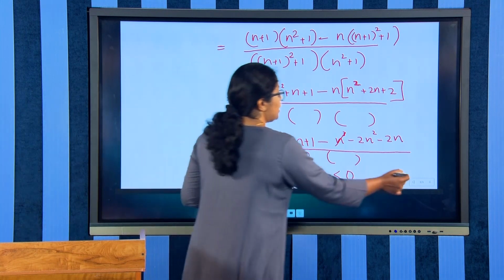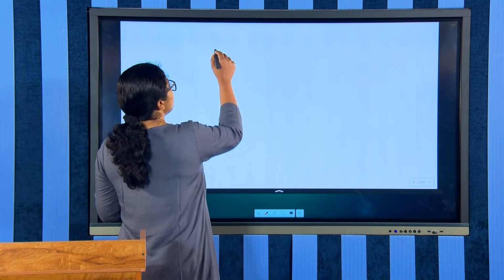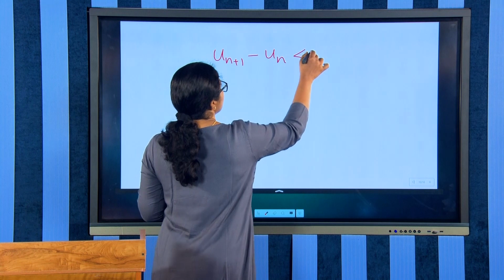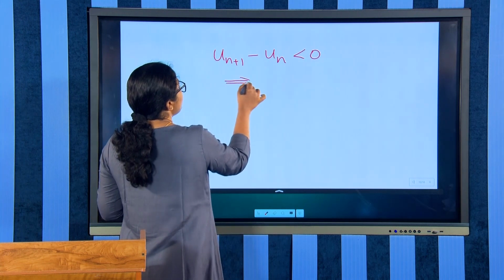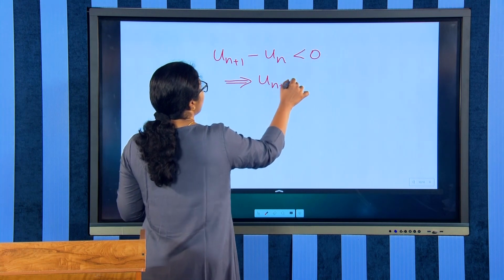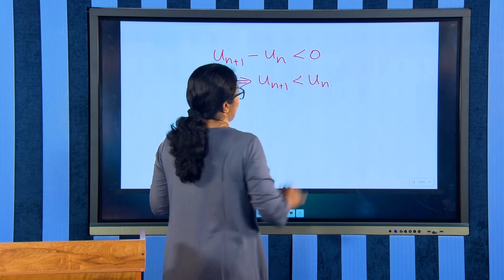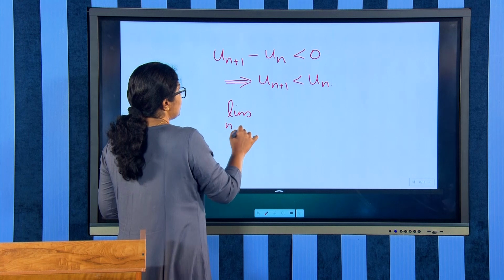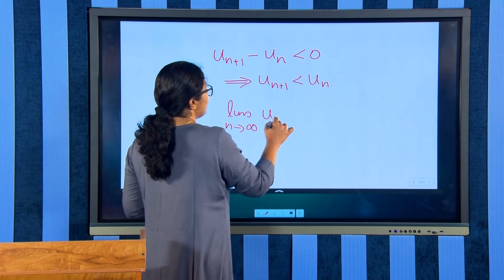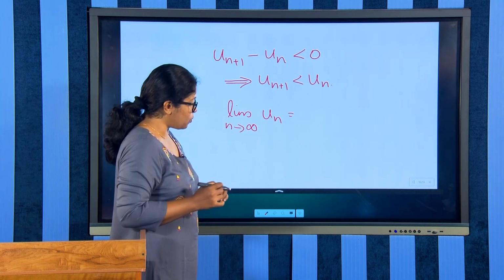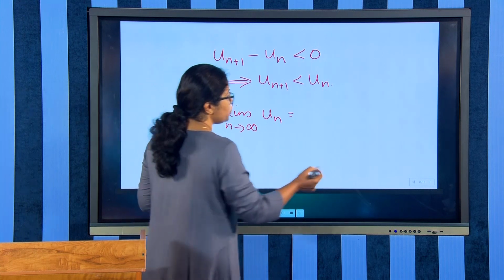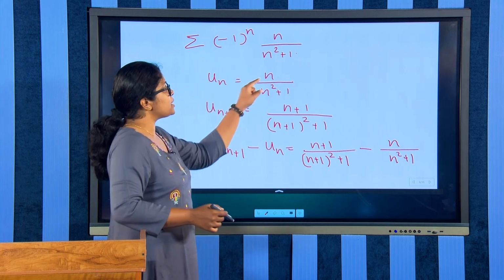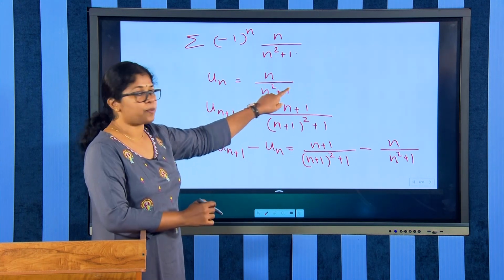So, what does that mean? What was this? It was the difference between un plus 1 and un. This is less than 0, which indicates that un plus 1 is less than un. Now, it remains to show the limit as n tends to infinity of un. What was our un? Un is n upon n square plus 1.